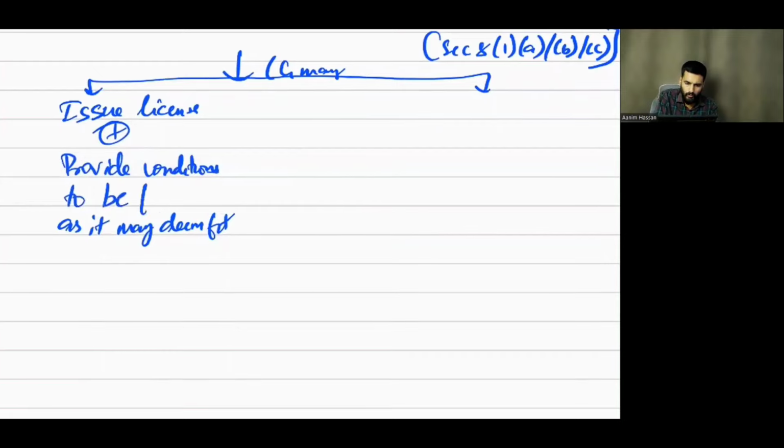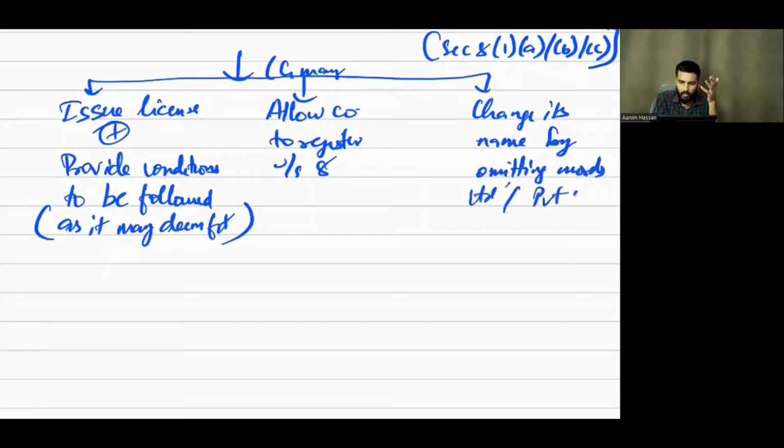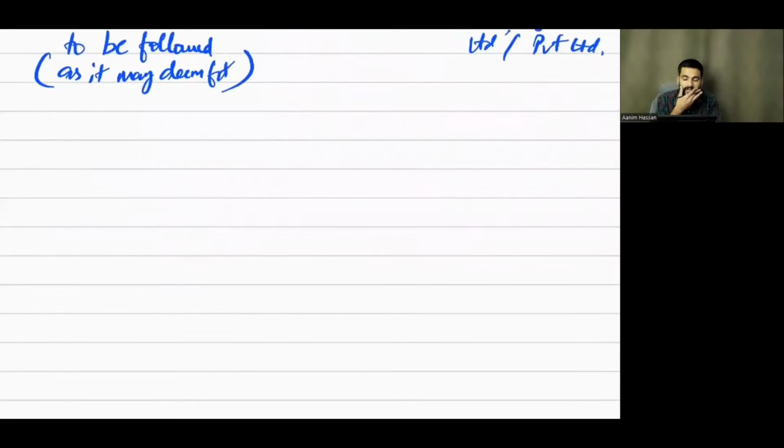Which is to be followed as it may deem fit. Next, CG may allow the company to register under section 8. Next, CG may tell it to change its name by omitting the words either limited or private limited, as the case may be. So this is the situation.